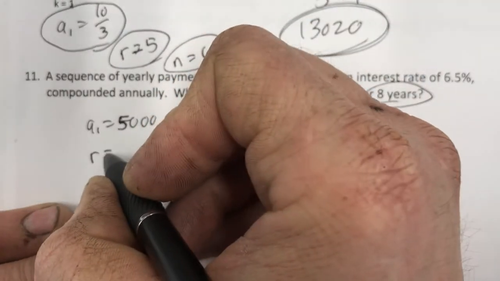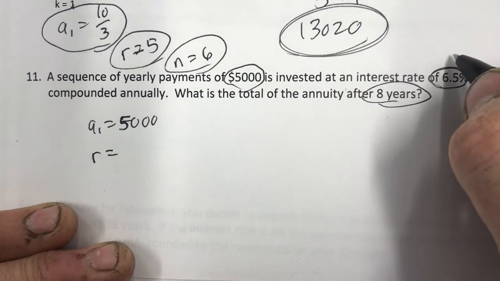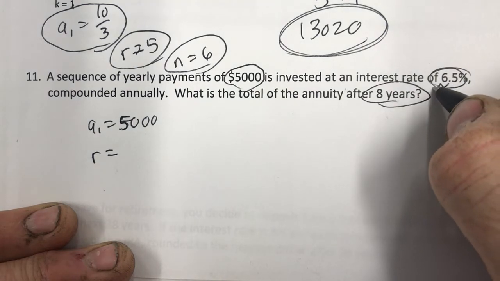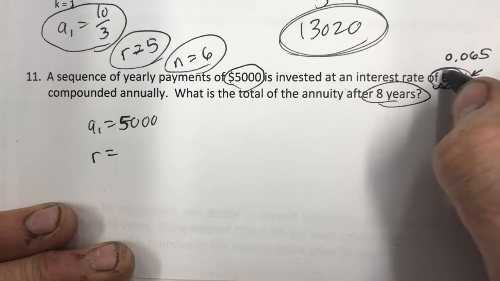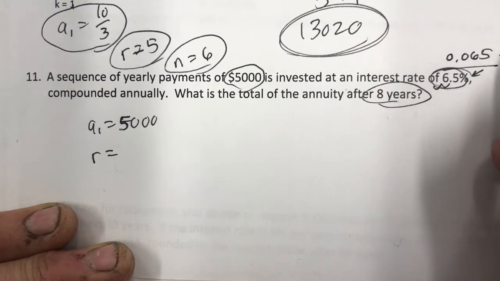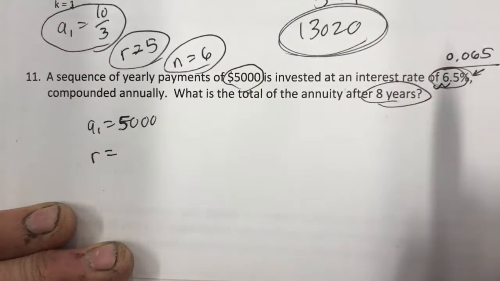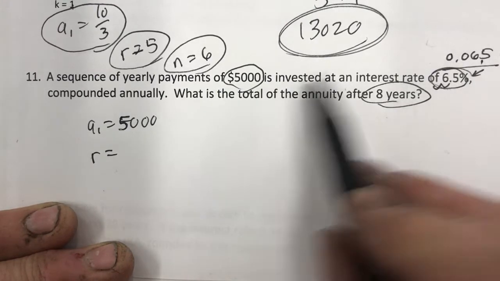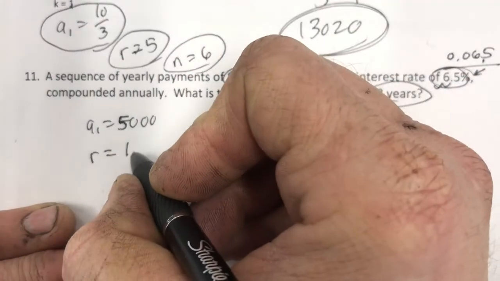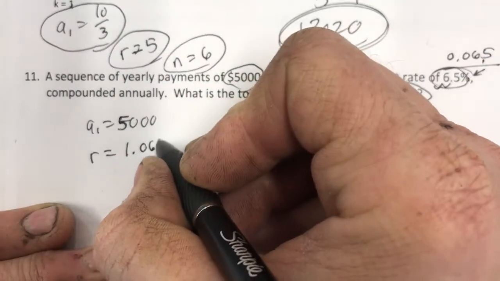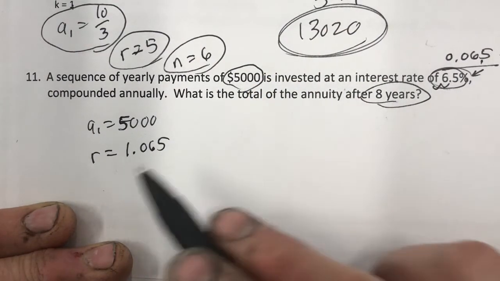My ratio here: now it's invested at this interest rate, which is 6.5%. If I move that decimal back 2 places, I get 0.065. I have to change this percent to a decimal, but I have to add 1 to it because it's increasing this much. So it's going to have the 5,000 plus this extra. That's why I'm adding the 1, because it's 5,000 times the 1. So actually my rate is going to be 1.065. I change this to a decimal, and I add 1 to it.